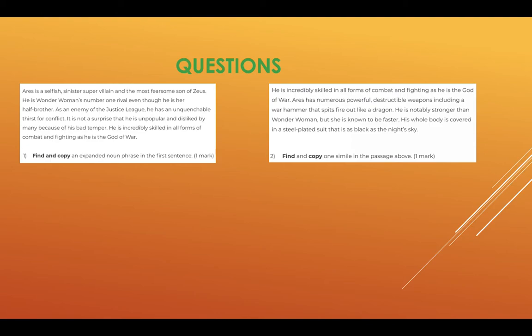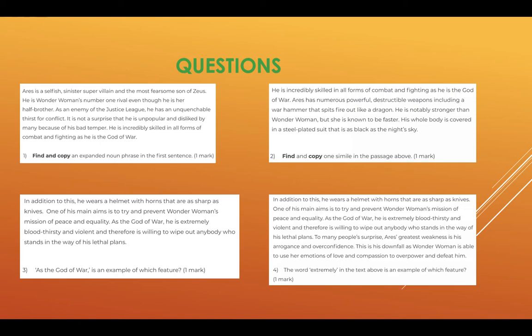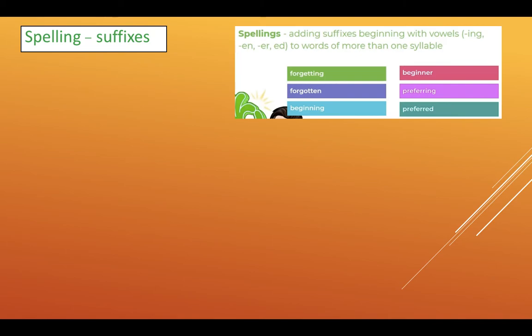Question number 2, find and copy one simile in the passage above. Well, everyone knows what similes look like now, so that should be a very straightforward process. Question 3, 'as the god of war' is an example of which feature? Number 4, the word 'extremely' in the text above is an example of which feature? So think about the key features of character description. Remember, you need to remember them, but I've shown them already in the list.